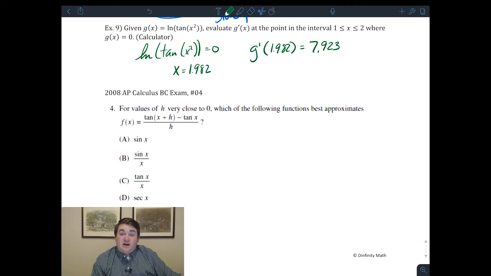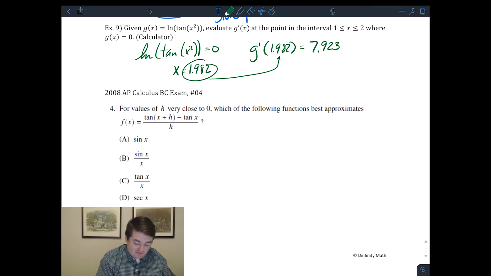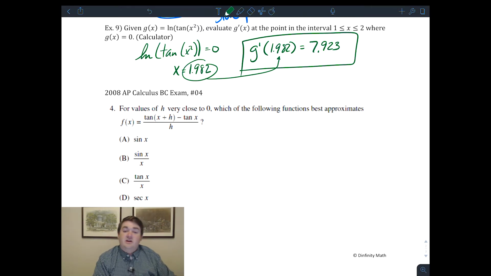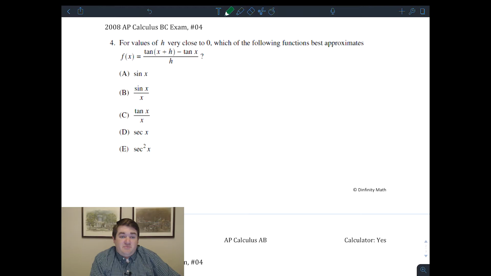So using my calculator, I found that the graph crosses the x-axis at 1.982, and then I have my calculator evaluate the derivative at 1.982. Again, I stored the exact value and then plugged it in, and I got 7.923. So remember, in calculus, 3 decimal places is the default. So give me all your answers to 3 decimal places, 7.923. All right, 2008, BC number 4.